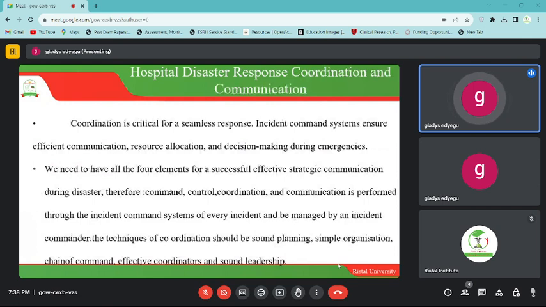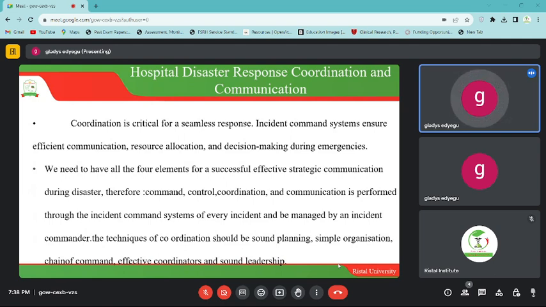So hospital disaster response coordination and communication is key, because when something happens or when a disaster occurs, there is need to communicate. And when you communicate, you expect a response. So there should be coordination on communication and response when there is a disaster. Coordination is very critical for a seamless response. So incident command systems have to ensure efficient communication, resource allocation and decision making during these emergencies.